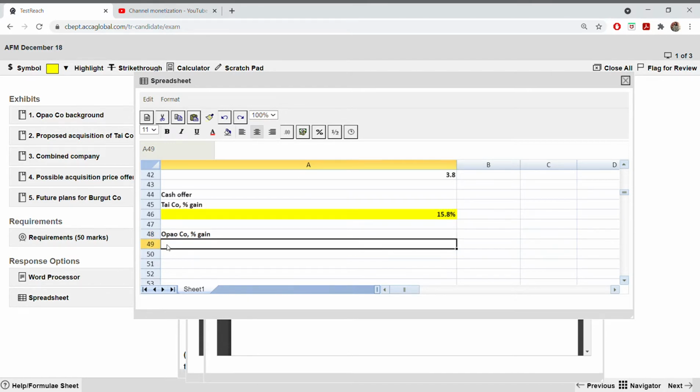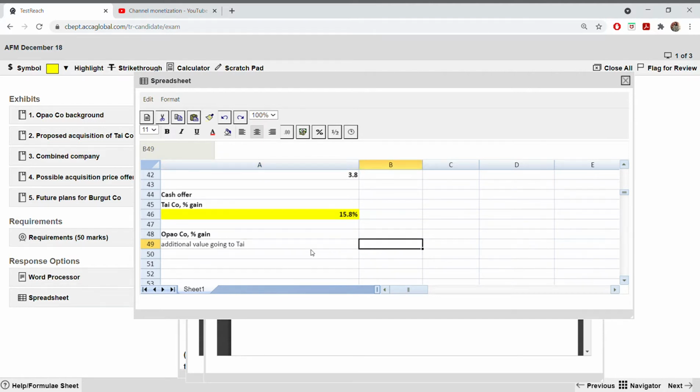So what I'm going to do here, additional value going to Thai shareholders. Okay, I'm not writing the full sentence. I'll just reduce this: additional value going to Thai. What will be the additional value going to Thai? You can do the workings over here or you can do it sideways. So let us do it here.